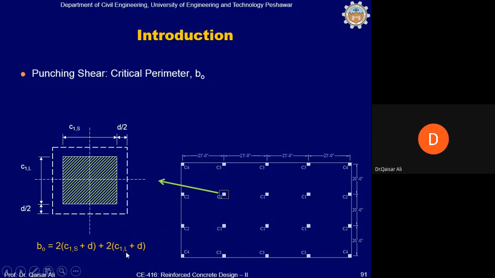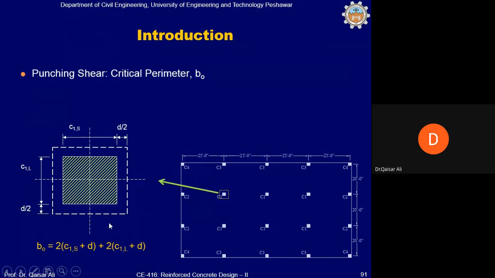L is the longer side of the column. C1 means the column dimension along the long side, and S means the column dimension along the short side. So 2 means this side. For example, if this is the short side, this is also the short side parallel to this. So this length into this length plus d by 2 plus d by 2 on this side. Similarly for the long side.